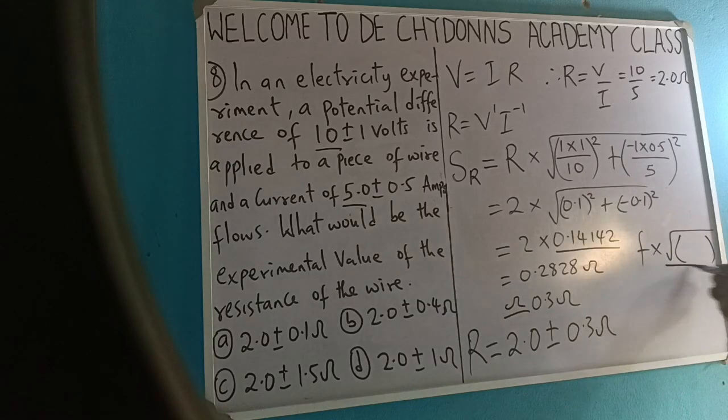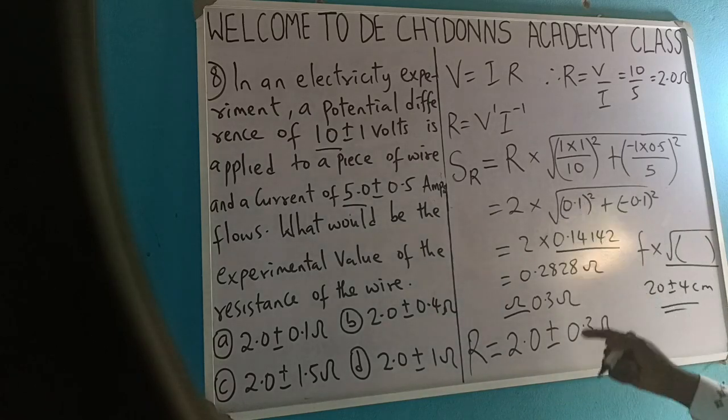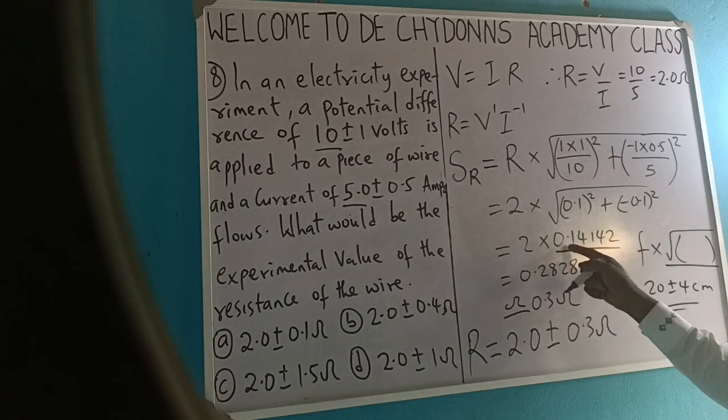We don't just discuss this and say that is the error. No, you multiply with F to get the exact. That one we got 20 plus or minus 4 cm. That is what I mean. The one we got to be the answer. But this, you have to also do it that same way. You don't just do this and say the answer is 0.1.